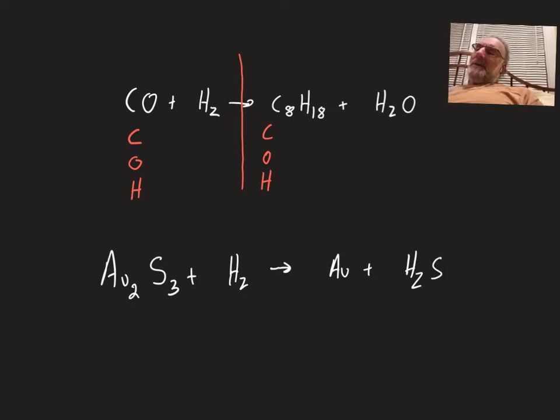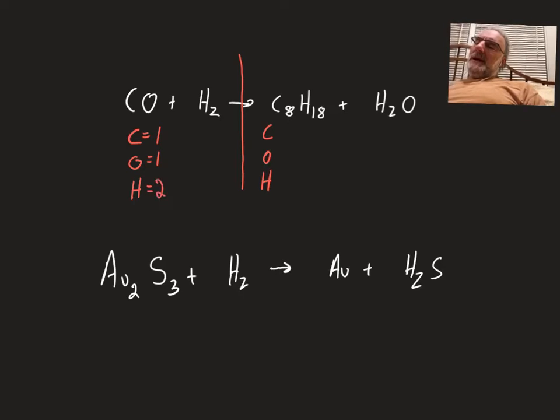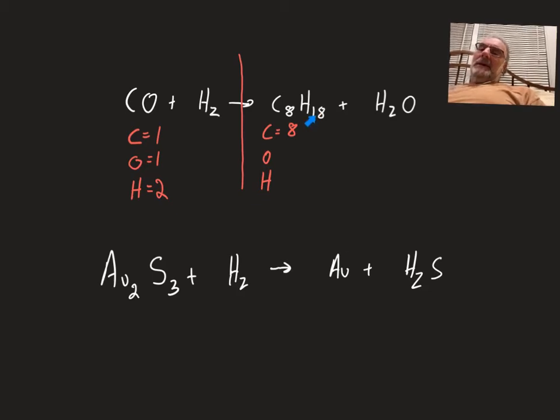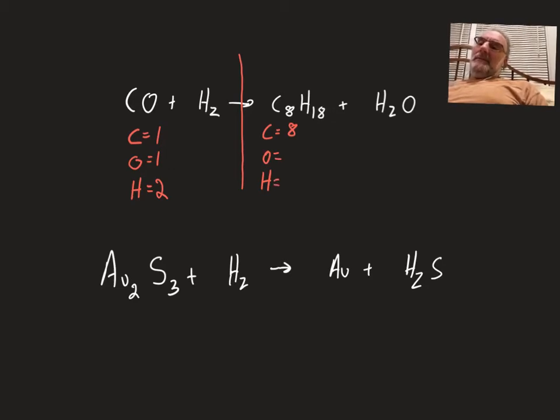Then we start out by saying, how many of each is there on each side? In carbon monoxide, there's one carbon. In oxygen, there's also just 1. And for hydrogen, there are 2 in hydrogen gas. On the other side of the equation, we have 8 carbons. We have 18 hydrogens in the octane plus 2 hydrogens in the water, equal to 20 total hydrogens. And we have 1 oxygen.